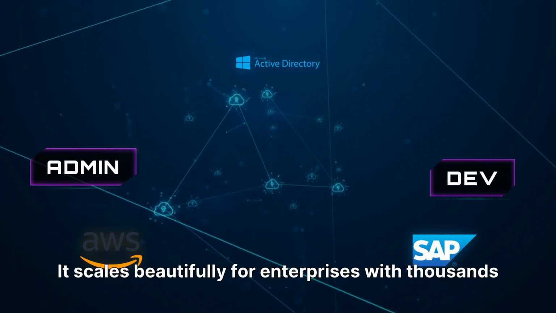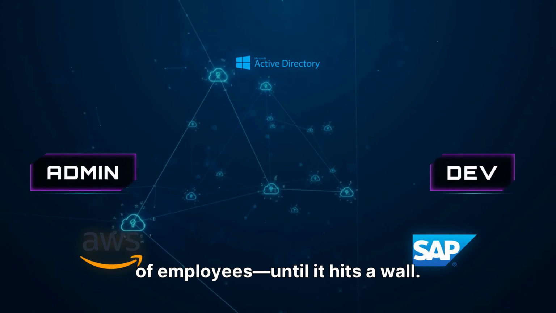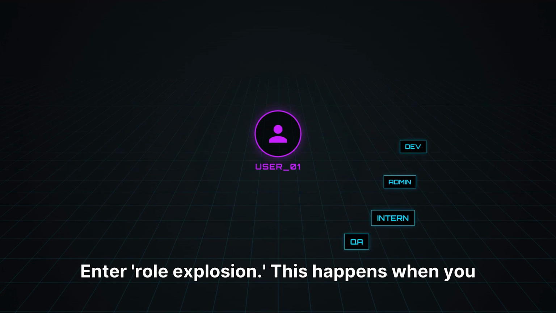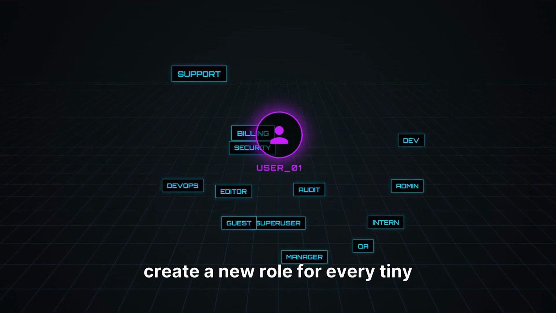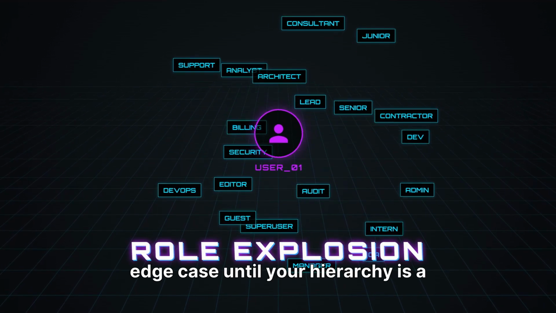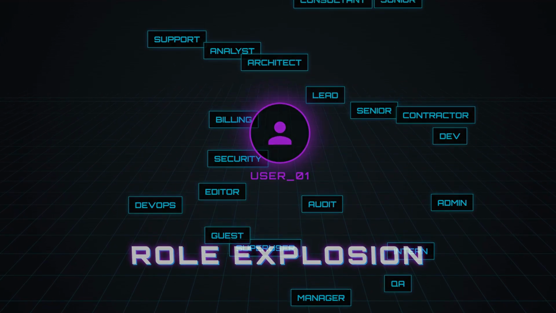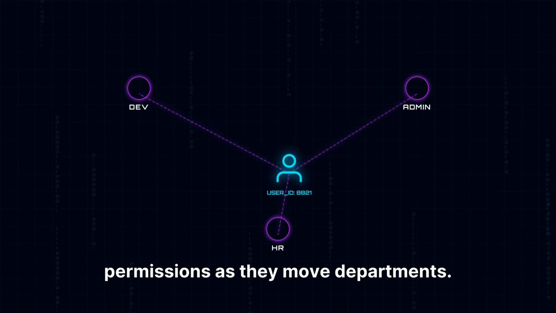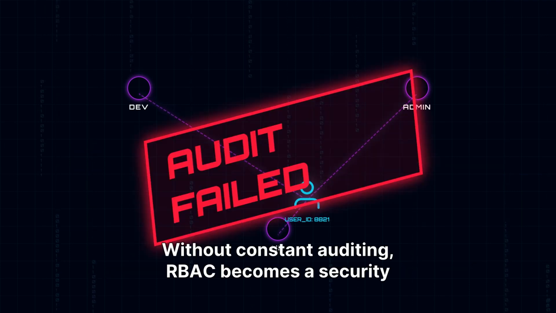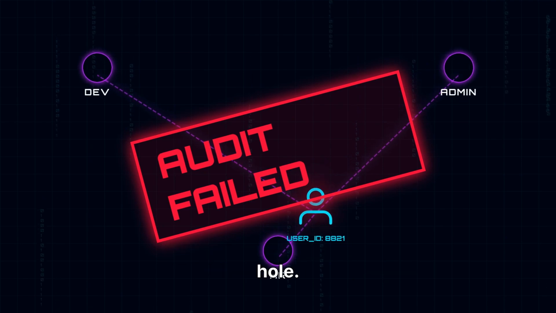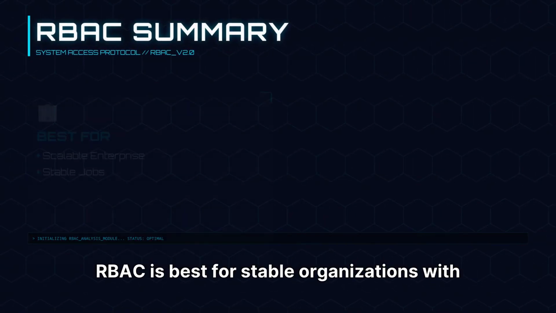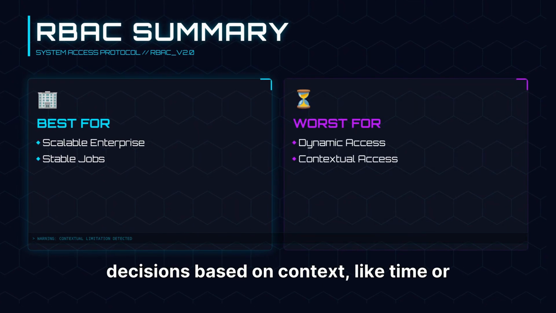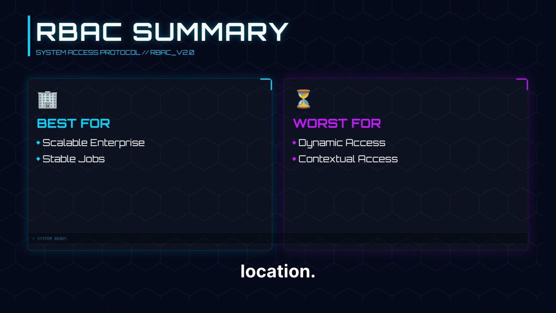It scales beautifully for enterprises with thousands of employees until it hits a wall. Enter role explosion. This happens when you create a new role for every tiny edge case until your hierarchy is a nightmare to manage. And watch for role creep, users retaining old permissions as they move departments. Without constant auditing, RBAC becomes a security hole. RBAC is best for stable organizations with clearly defined jobs. It fails when you need to make decisions based on context, like time or location.